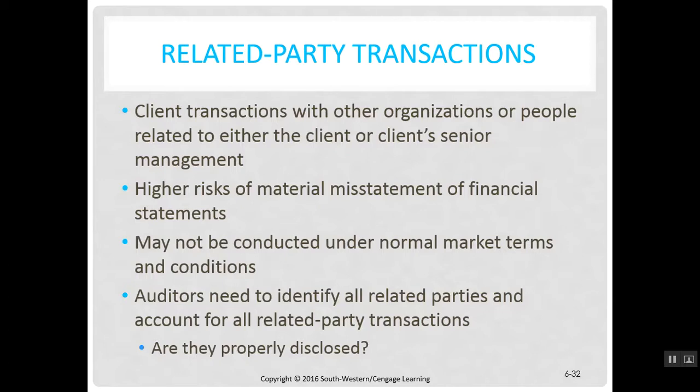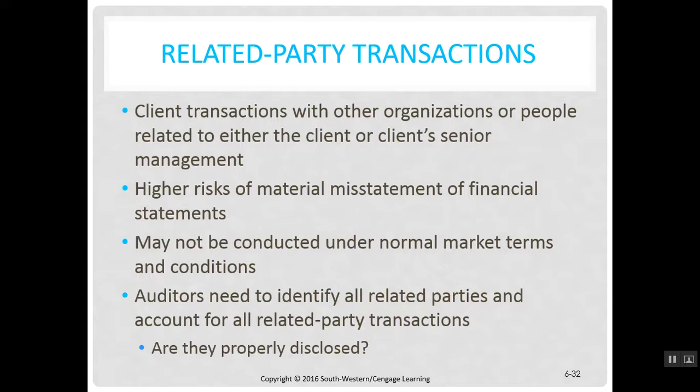So one of the most important things that you look at is related party adjustments. What this means is a transaction with other organizations or people that are related to either the client or client senior management. If they do have related party transactions, it results in a higher risk of material misstatement of financial statements. The transaction might be conducted under normal market terms and conditions. It may not be, so there might be some special bias or special terms. So the auditor needs to identify all related party transactions and account for those transactions and make sure they're properly disclosed in the financial statements.